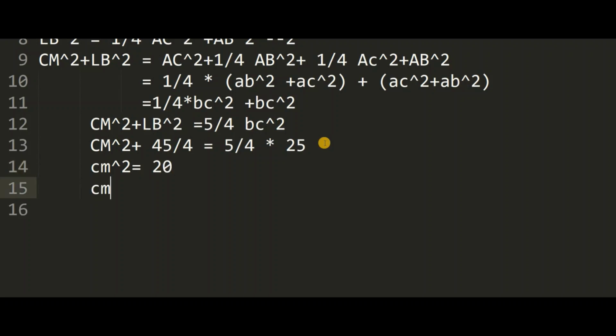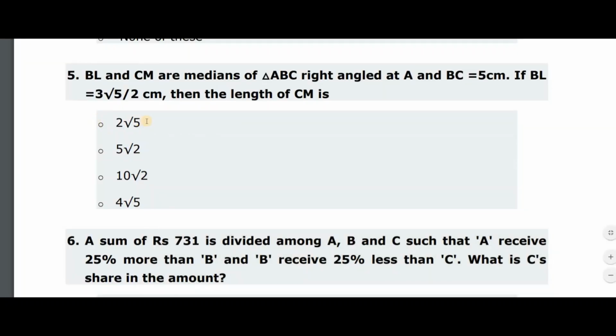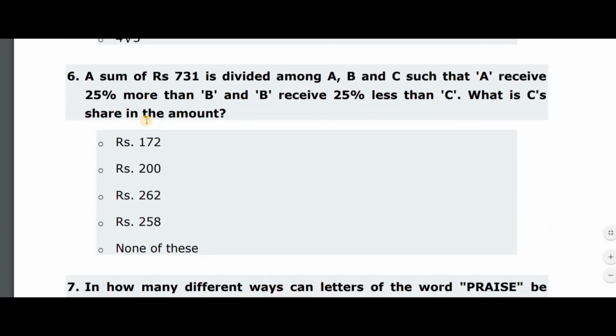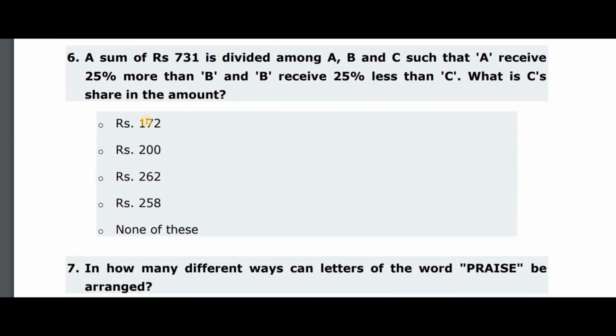which is 20. So CM is equal to square root of 20. It means we can write the square root of 20 as square root of 5 into 4. So let 4 come outside. So we will get 2 into root 5. So it will be the answer. So 2 root 5 is the answer. So let's see the next question. A sum of rupees 731 is divided among A, B, C such that A receives 25% more than B and B receives 25% less than C. So what is the share value of C?